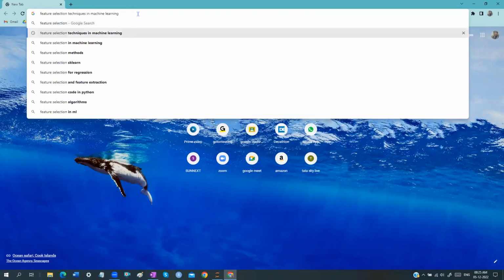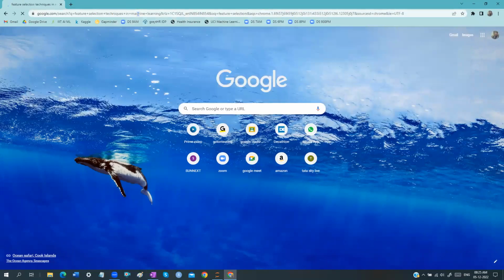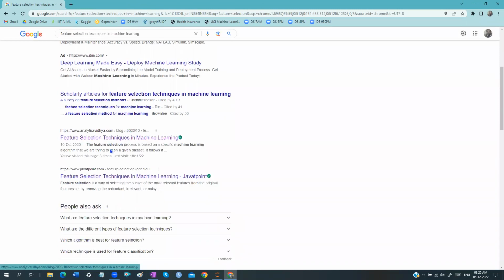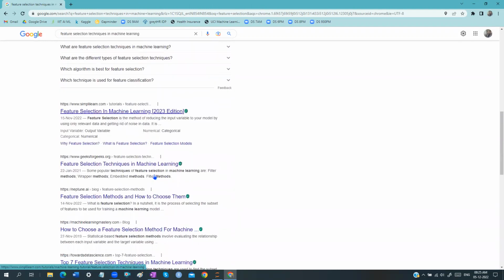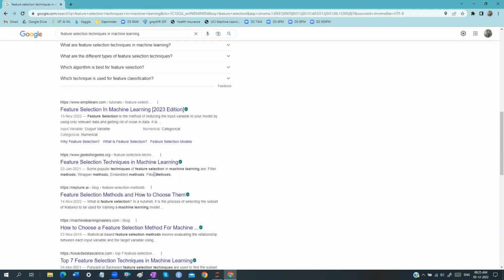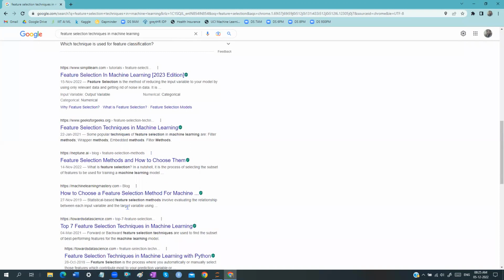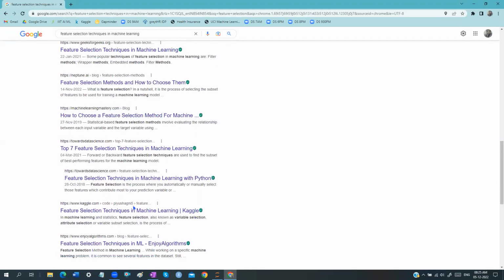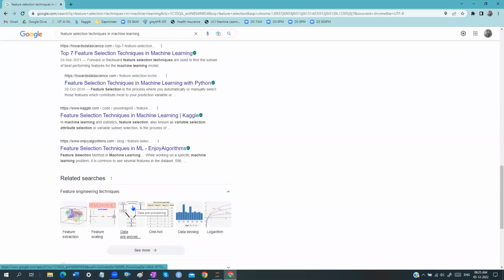So how do you select the features? Which features decide the target, the variable which we are trying to predict, guys? That is all part of data science and machine learning topics, and we have to decide it as part of them. We have a lot of topics on that. Can you see: feature selection technique in machine learning, feature selection methods and how to choose them, how to choose a feature selection method for machine learning, top 7 selection techniques in machine learning. These are all the top topics we can see, guys.